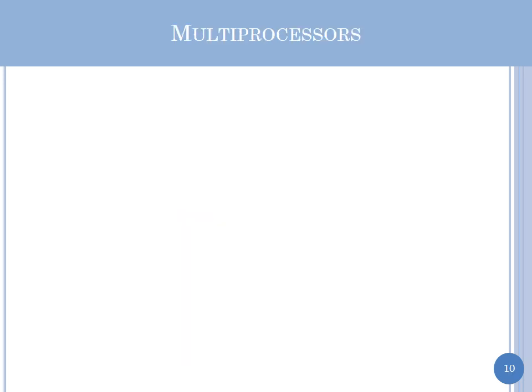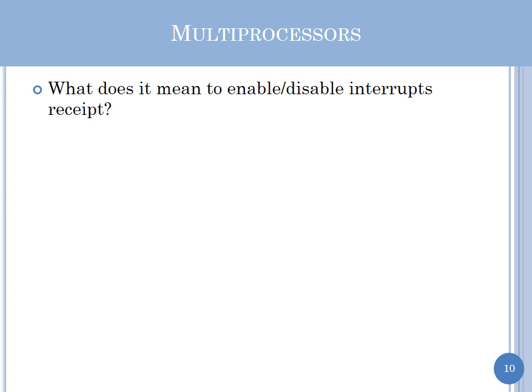Okay. What happens with multiprocessors? So we saw that every device has a bit that says whether it should send interrupts or not. And we also saw that the processor has its own priority, which basically decides whether it's going to receive interrupts or not, and it can enable or disable interrupt receipt by changing that priority. So what happens in a multiprocessor when a CPU disables receipt of interrupts?